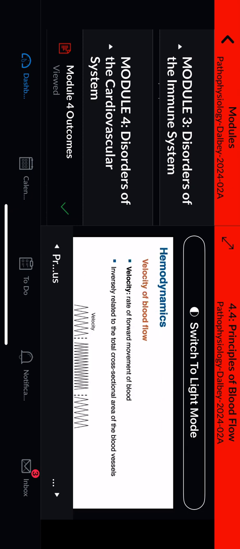Now, velocity is the rate of forward movement of the blood, and it's inversely related to the total cross-sectional area of the blood vessels. So the smaller the area in the blood vessel, there's not going to be as much lateral flow and only forward flow, which would increase the velocity. So in the figure, we can see that in this second section here. If the cross-sectional area increases, blood can flow laterally as well as forward, and that would decrease velocity. And we can see that in our areas 1 and 3 here.